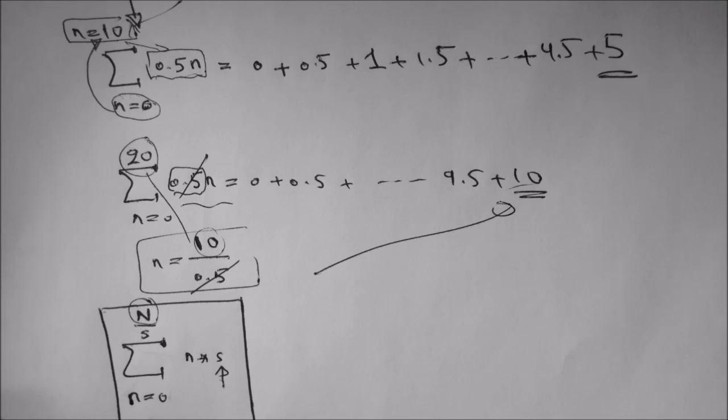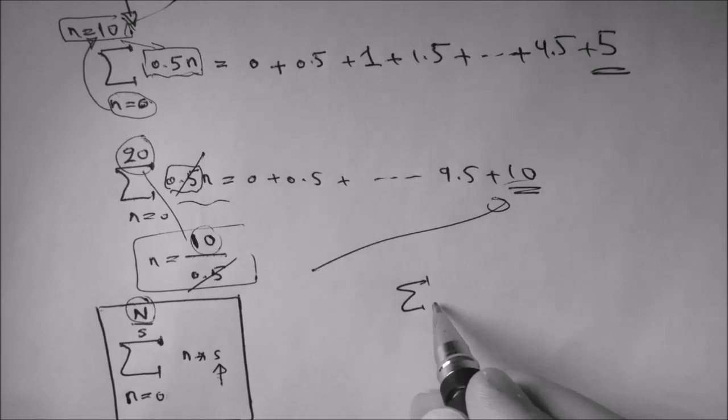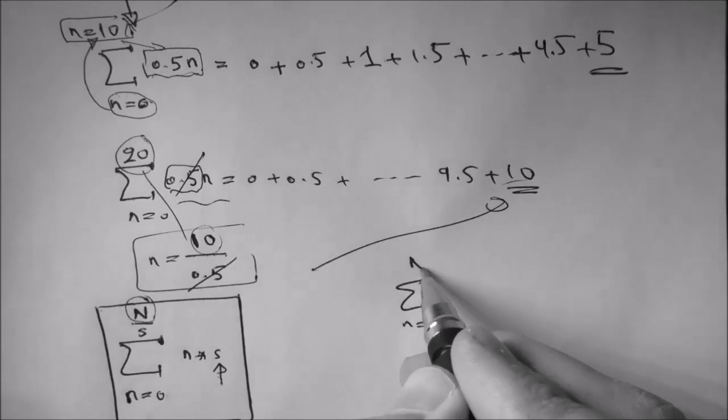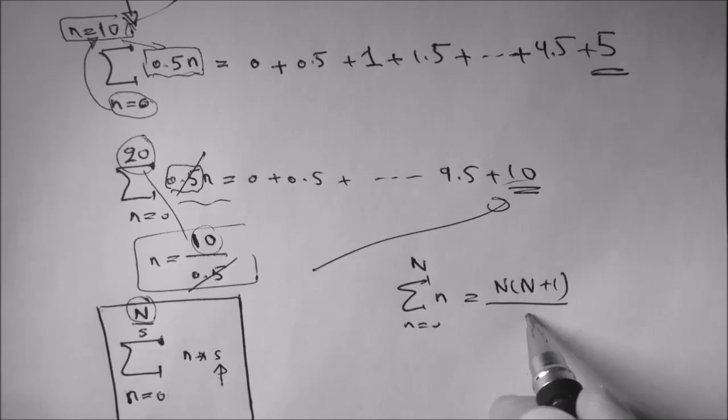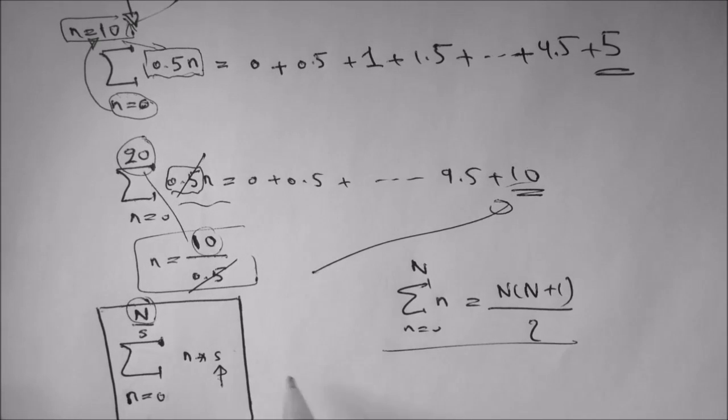We earlier got that the summation from n equals 0 to capital N was n times n plus 1 over 2. So using this formula, we'll find the sum.